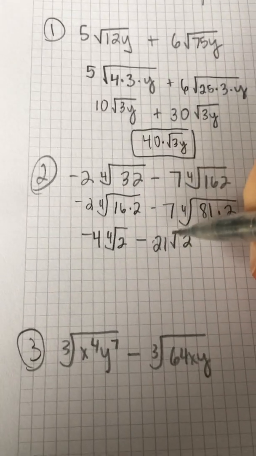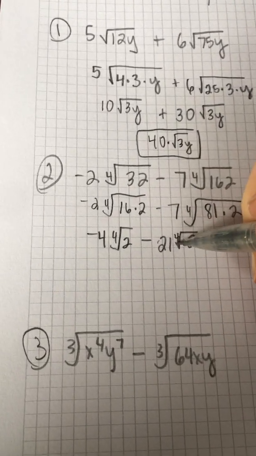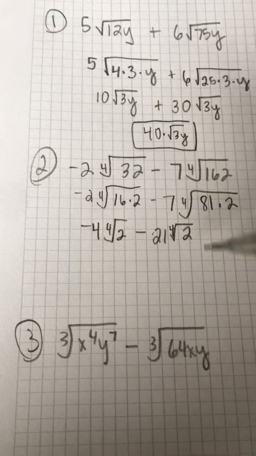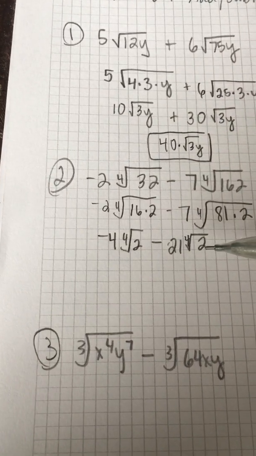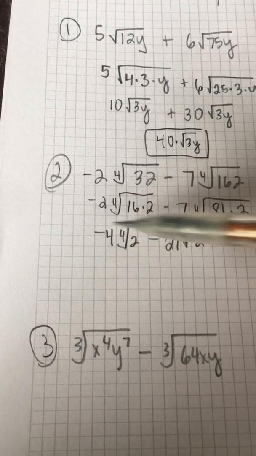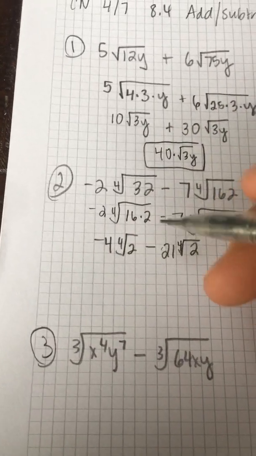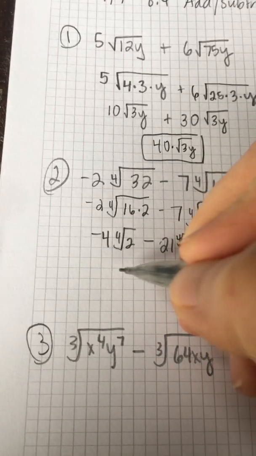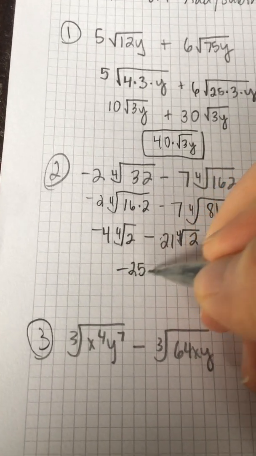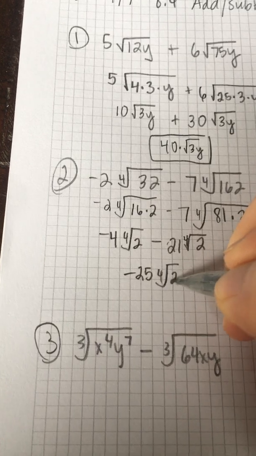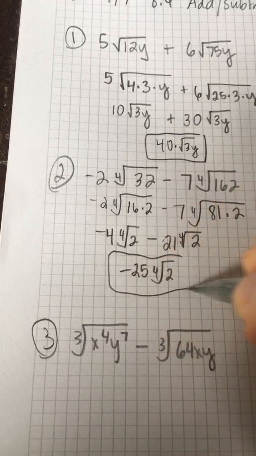Are these like? Well, let's not forget our indexes. That's very common that students will do that. Are these like? Same index, same radicand. Yes, I can combine the like piece. I can combine the coefficients out front and keep the like piece. So negative 4 and negative 21 is a negative 25. Keep the like root, which is the 4th root of 2.